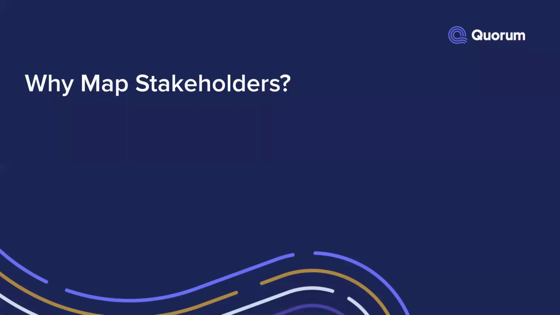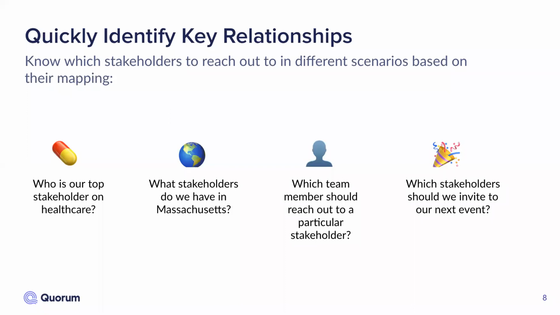So now, why is it important to map your stakeholders? Stakeholder mapping is a critical step in the stakeholder engagement strategy, and it's going to allow you to identify and track who your most important stakeholders are. So good stakeholder mapping is going to set your organization up for success by measuring the impact of the work at the end of the year, starting with quickly identifying key relationships, tracking those engagements with your stakeholders, and measuring that ROI at the end of the year.